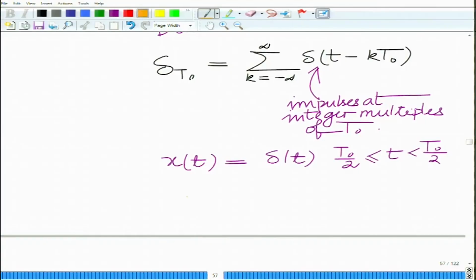And therefore, the coefficient of the Fourier series, remember, that is C k, can be evaluated as follows.